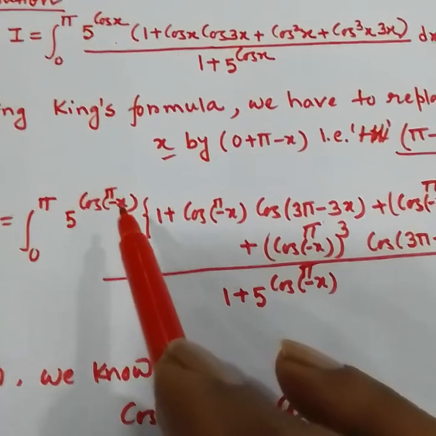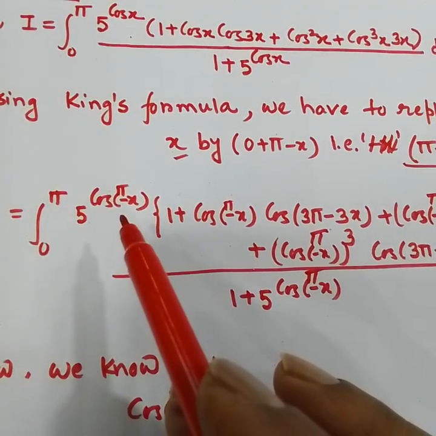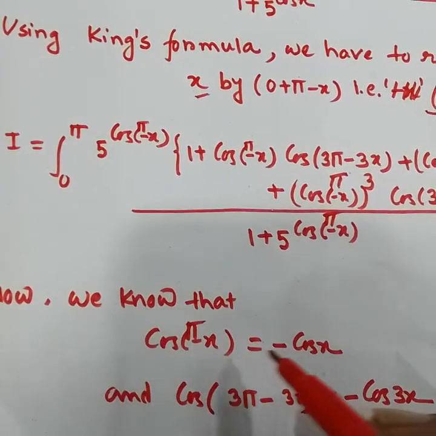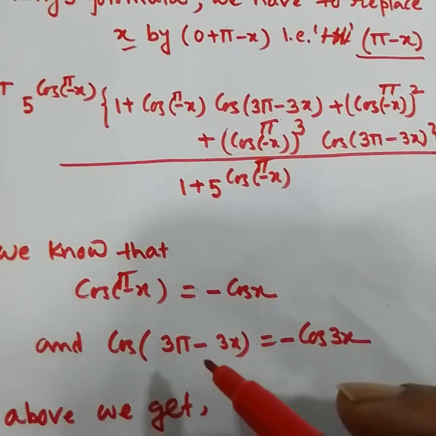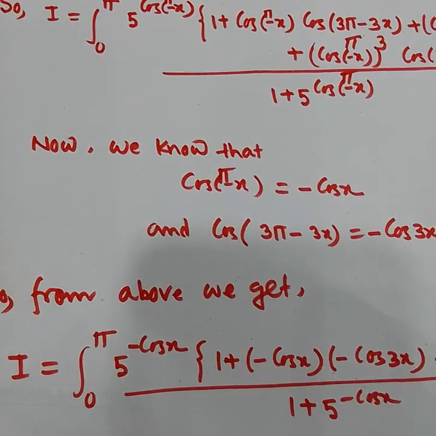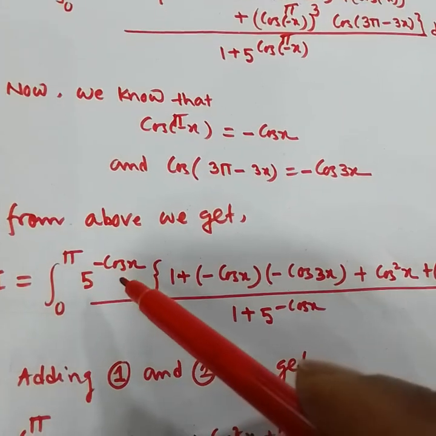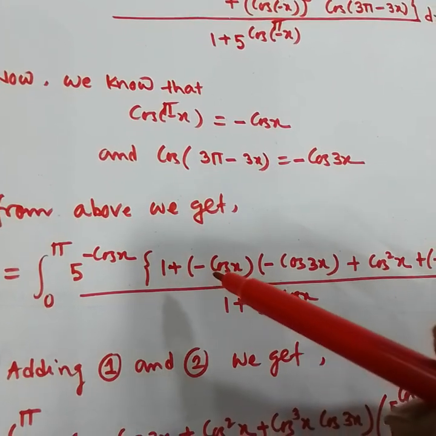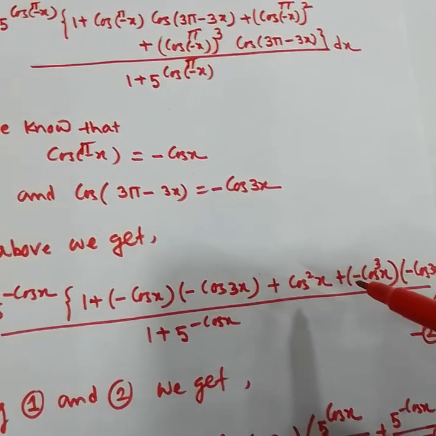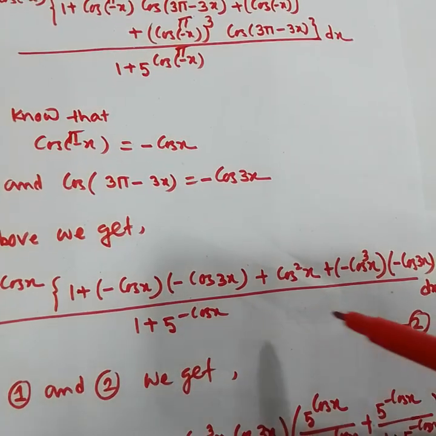Now cos of pi minus x falls in the second quadrant, and we all know that in the second quadrant cos of pi minus x becomes minus cos x. So we know that cos of (pi minus x) equals minus cos x, and cos of (3 pi minus 3x) equals minus cos 3x. So from above we get I equals the integral from 0 to pi of 5 to the power minus cos x into (1 plus cos x cos 3x plus cos square x plus cos cube x cos 3x) divided by 1 plus 5 to the power minus cos x, dx.